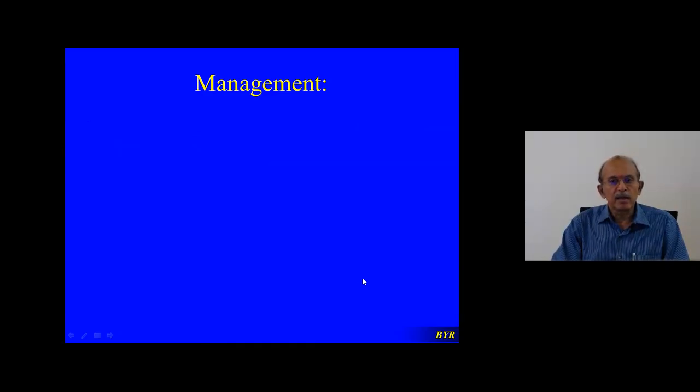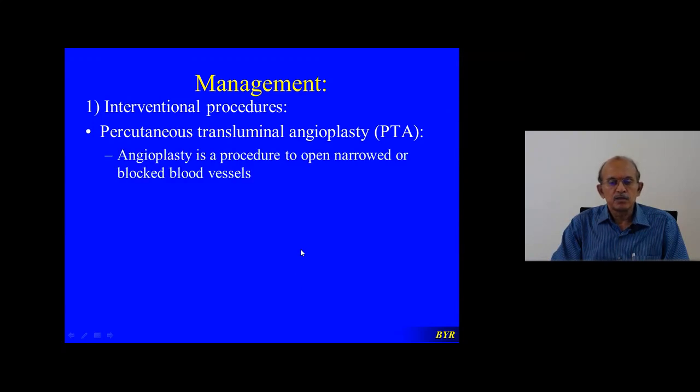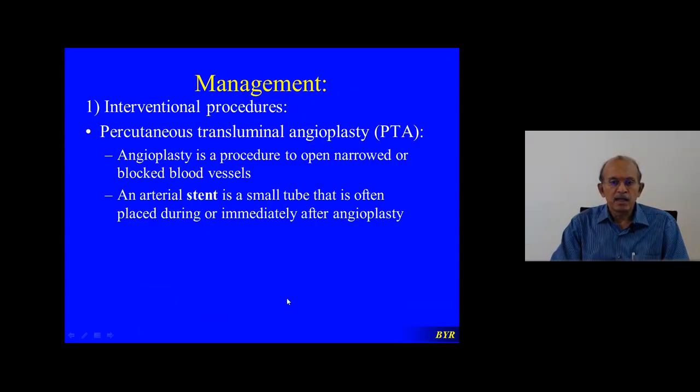What is interventional therapy? Percutaneous transluminal angioplasty. Angioplasty is a procedure to open narrowed or blocked blood vessels. An arterial stent is a small tube that is often placed during or immediately after angioplasty to keep the narrow segment open. So keep it patent.